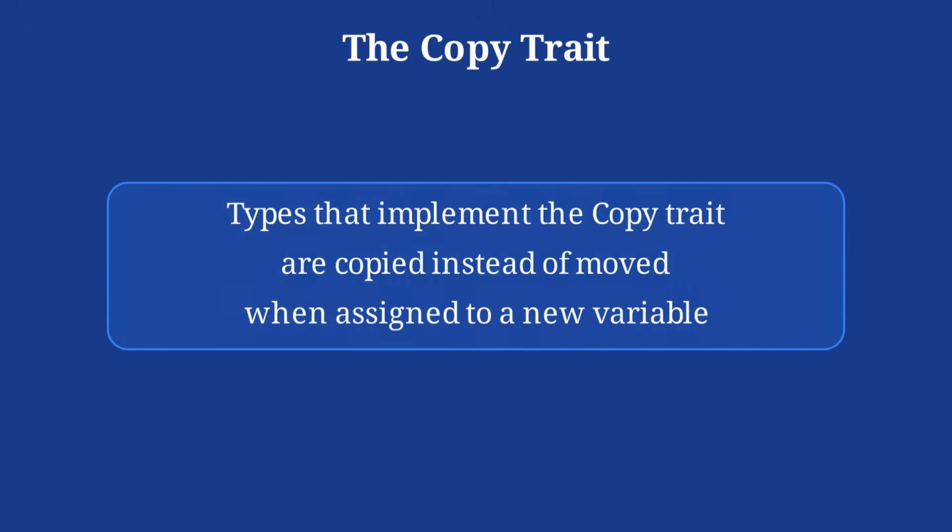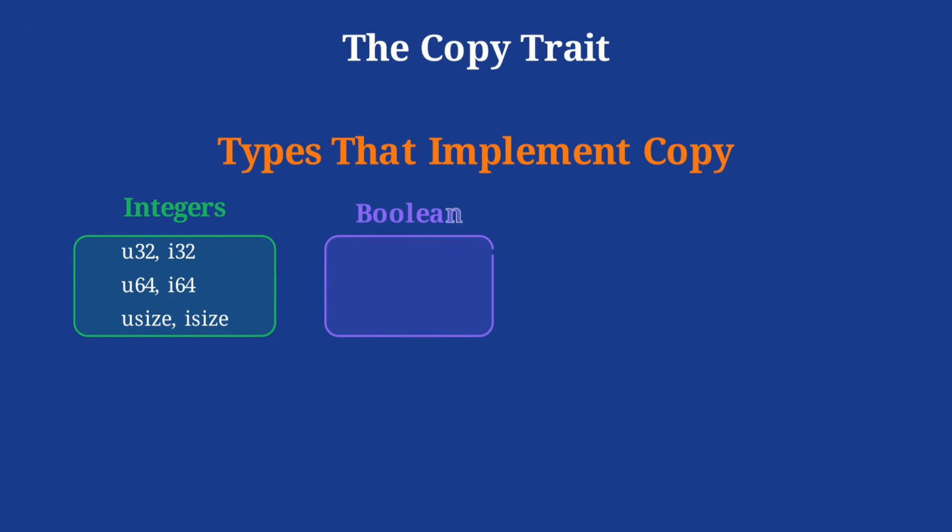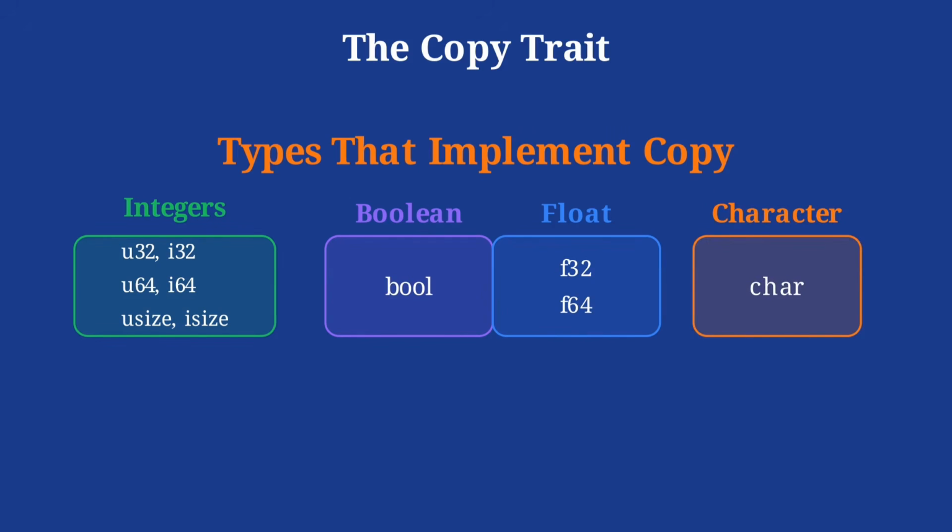So which types implement Copy? Let's look at the usual suspects. All the integer types, your signed and unsigned integers of various sizes, whether it's u32, i64, or usize, they all implement Copy. Booleans, a simple true or false value, are copied. Floating point numbers, both f32 and f64, are Copy types. And characters. The char type represents a single Unicode scalar value, and it's copied.